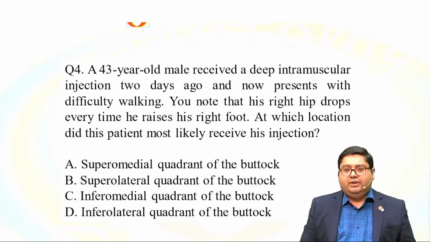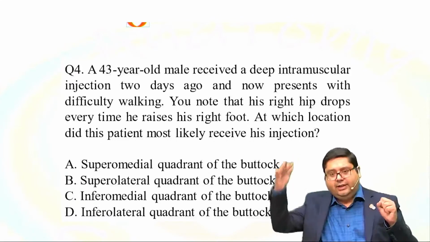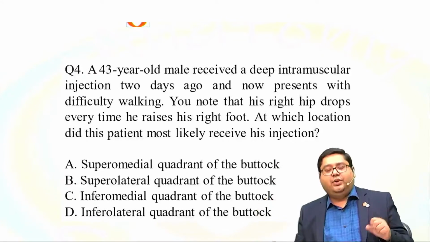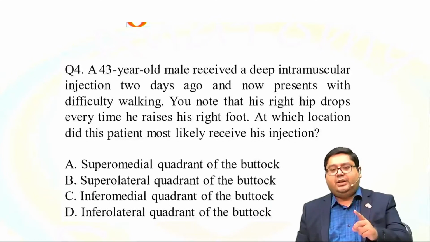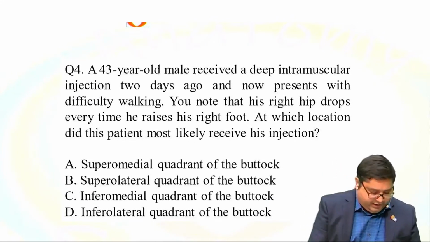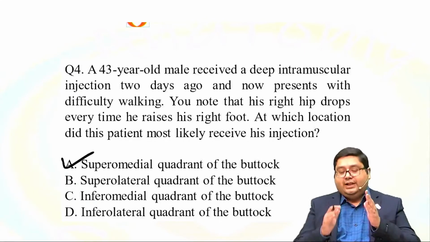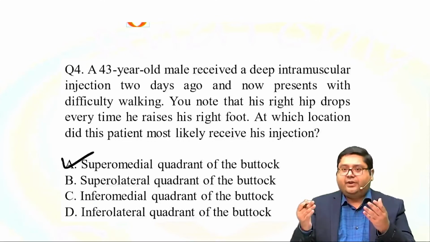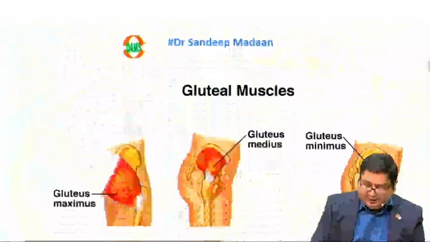Because it was the duty of that particular side of muscle. If the right hip is dropping, it was the duty of the left-sided muscles. That means the patient has received the injection in which buttock? Left buttock. In which quadrant? The answer will be superomedial quadrant. Because it is the superolateral quadrant which is safer, where we should give. But by mistake, this patient received it in the superomedial aspect.